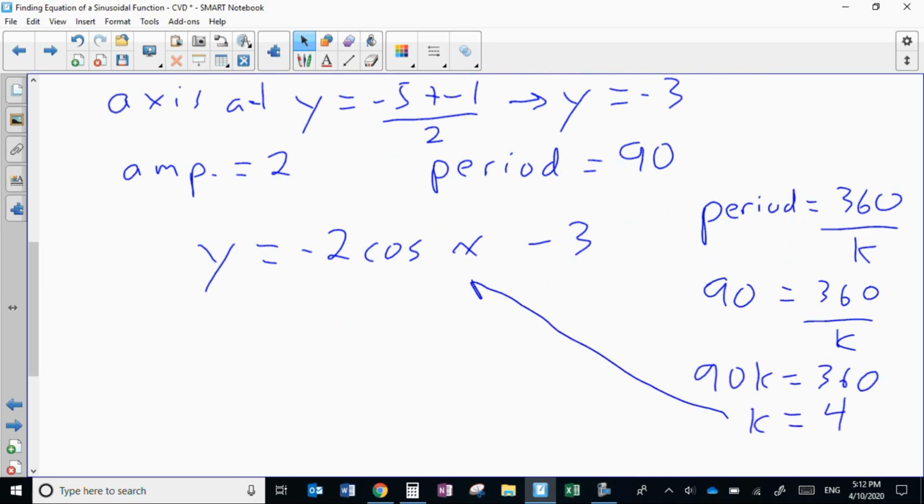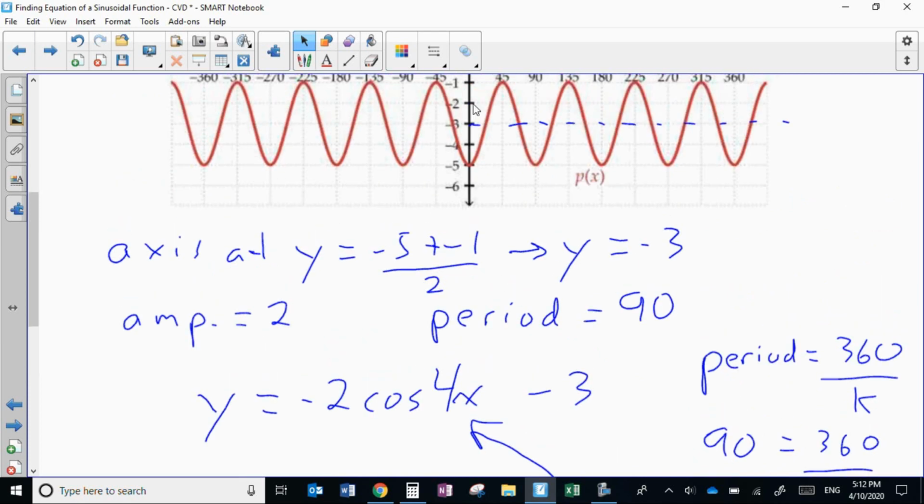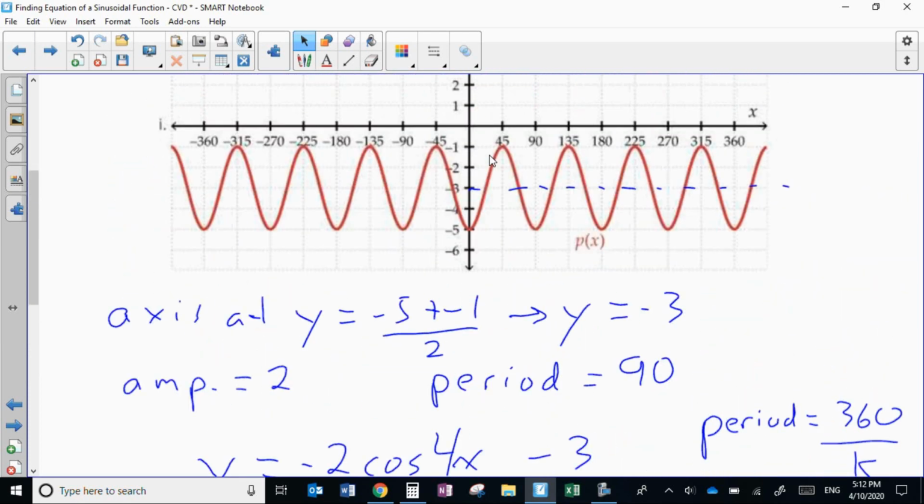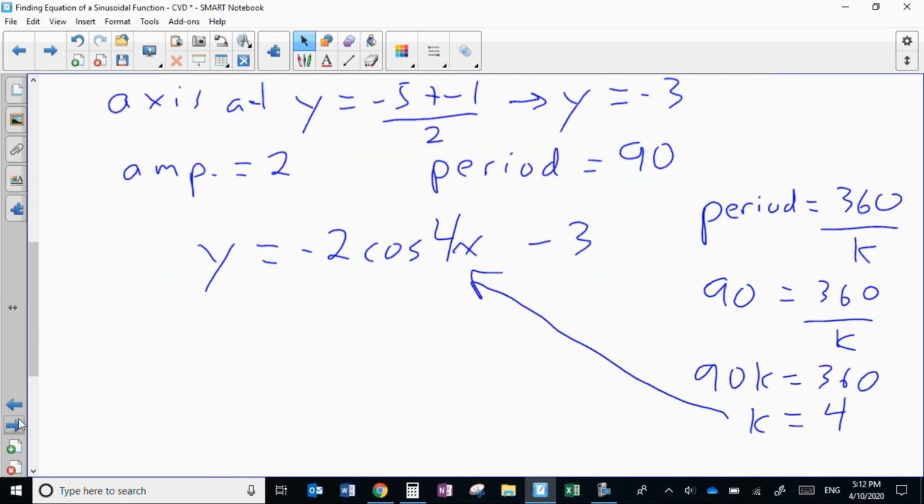And we'll just plug that in up here: -2 cos 4x minus 3. If you went to sketch this, you would get a period of 90 because you would take 360 divided by 4. You would get an axis at -3 and an amplitude of 2, and you would draw the cosine function upside down. It'll give you this graph right there. I've got one more example for us to work on together.